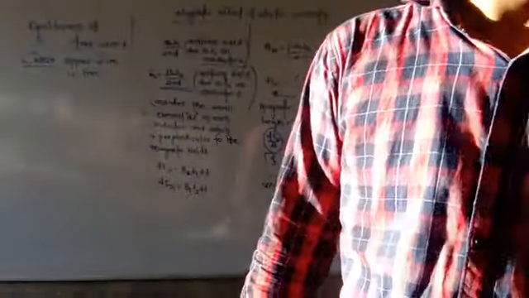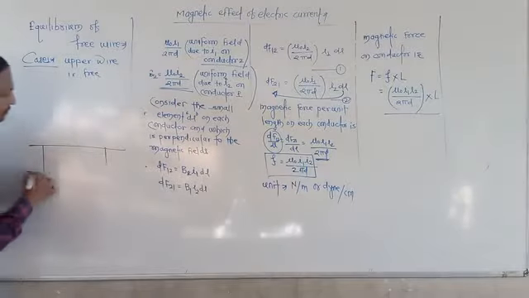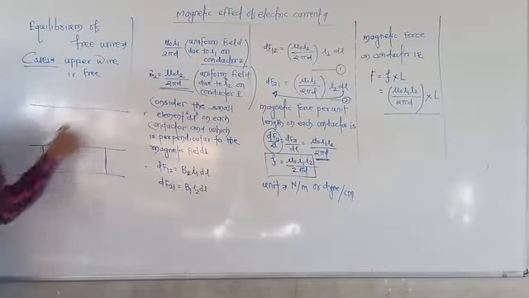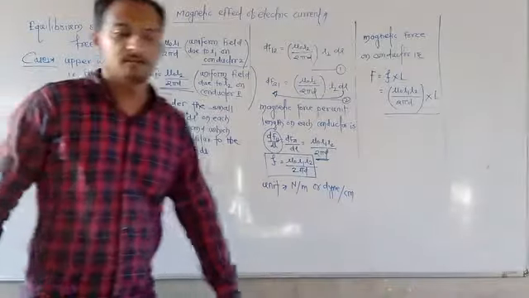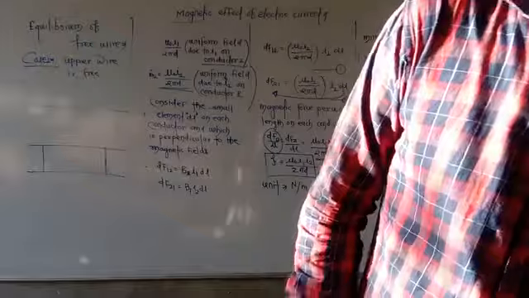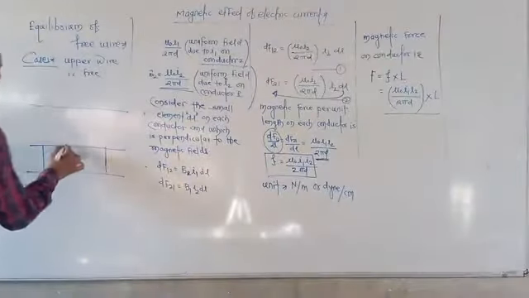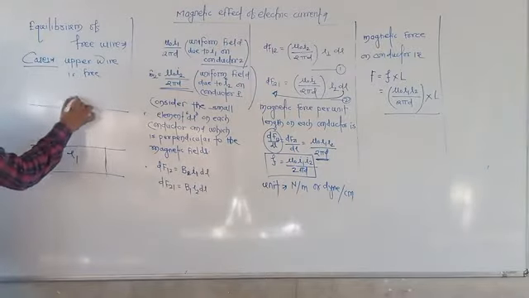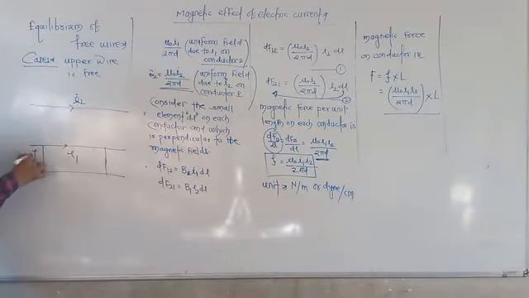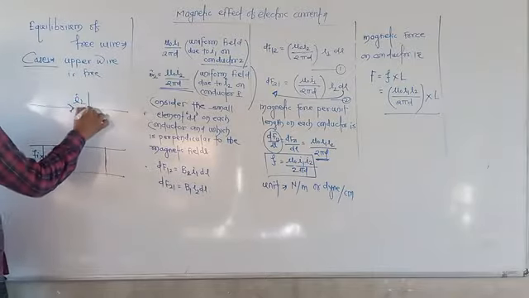In that case we have two wires. Here is the lower wire, which is fixed, and here is the upper wire, which is free. The upper wire is freely suspended. Here current I1 flows in one wire and I2 in the other. A downward force acts on the upper wire.